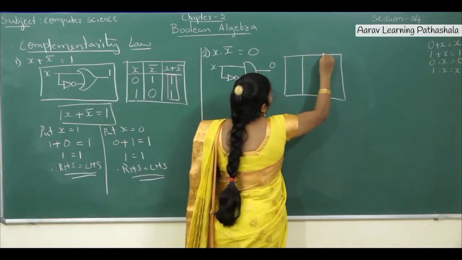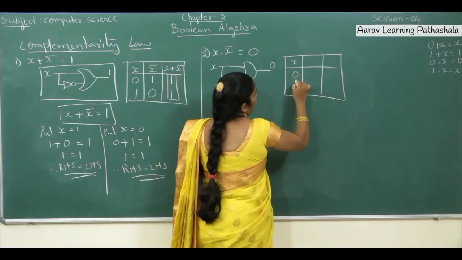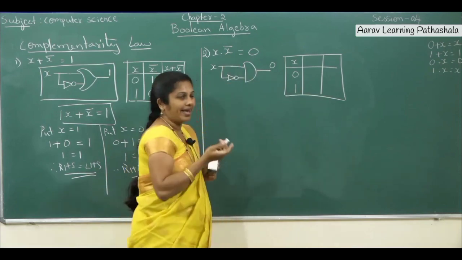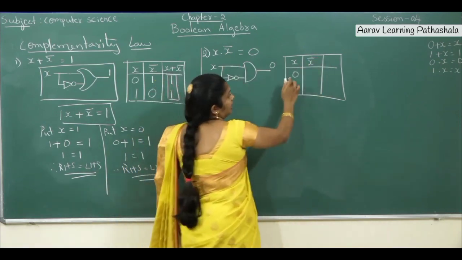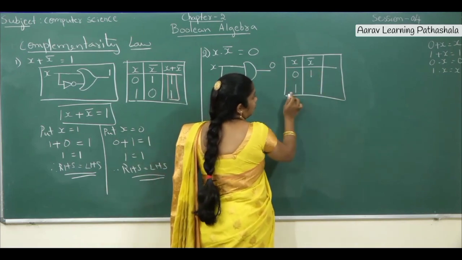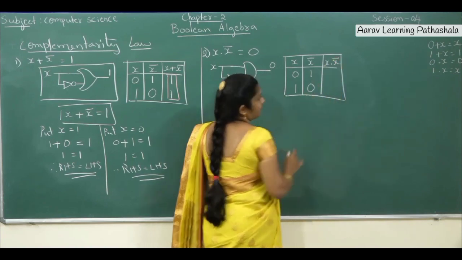We will solve that by using truth table. In the truth table, how many variables we have? Only one variable. That is x, 0 and 1. One more we require, x bar. Whatever x here we have, take down x bar. Then here we have 0, then here 1. 1, 0. X into x bar.